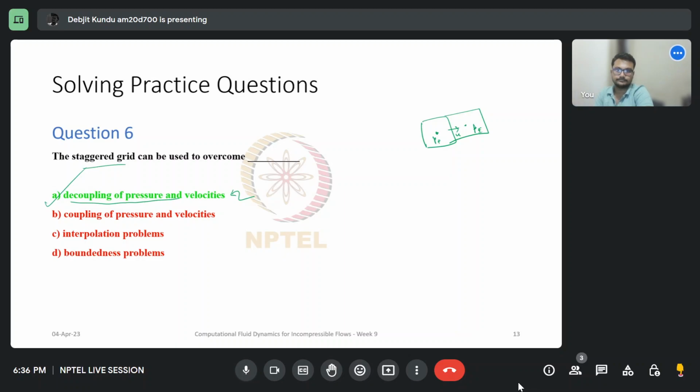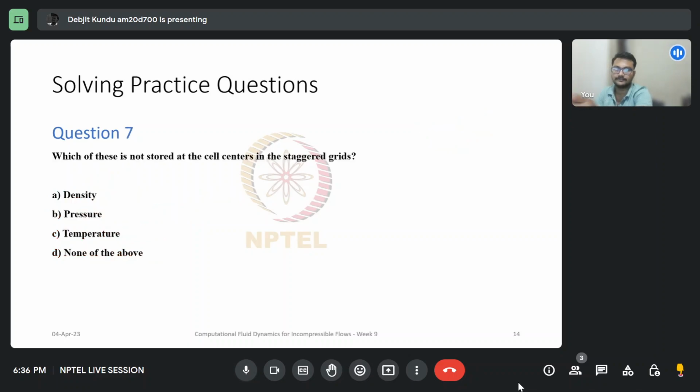Okay, let's move on. We will move on to question number 7 of today's session, which is asking us which of these is not stored at the cell centers in staggered grids. Is it option A, density, option B, pressure, option C, temperature, or option D, none of the above?